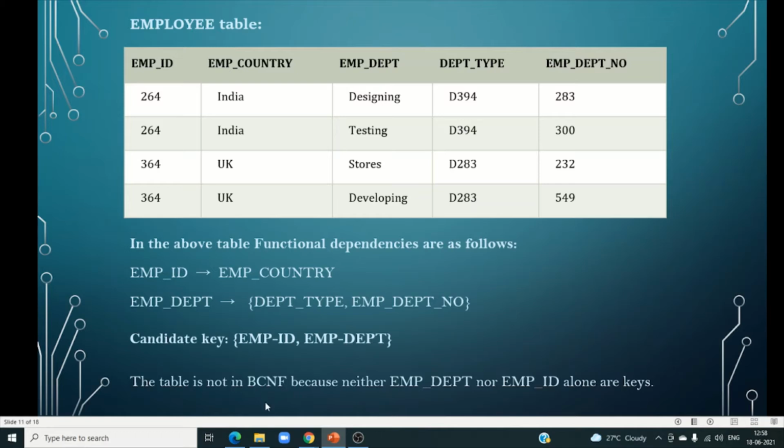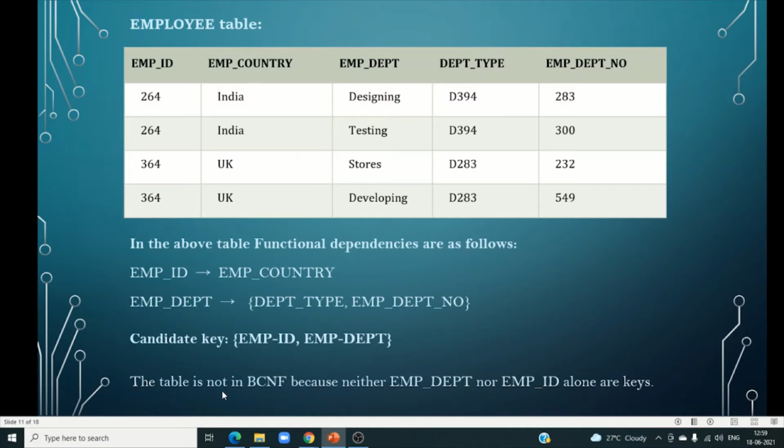Okay, so here the possibility for defining the candidate key is employee ID and employee department as the candidate key. So the combination of these two must be determined. To know the employee country, there is no need of knowing the employee department. Only by the employee ID, we know which country that employee belongs to.